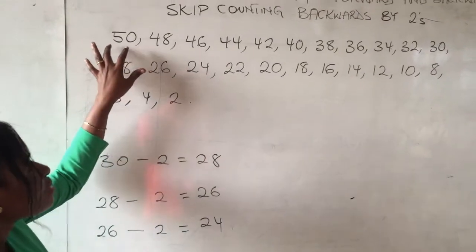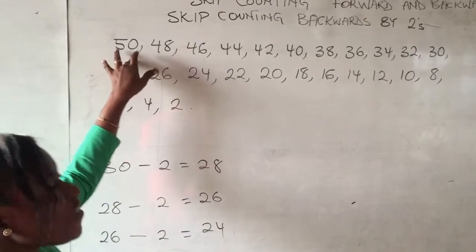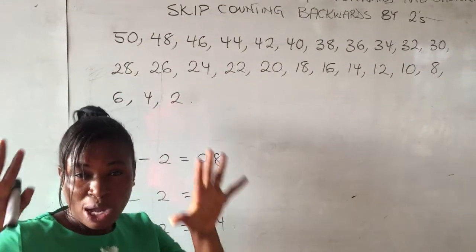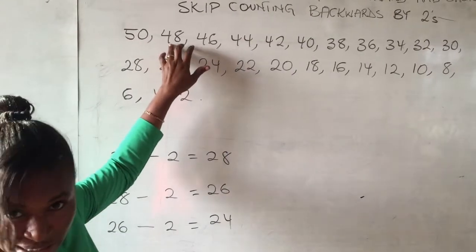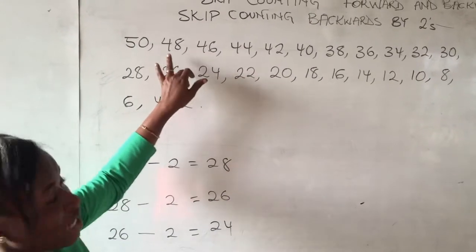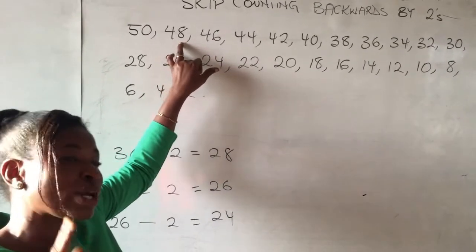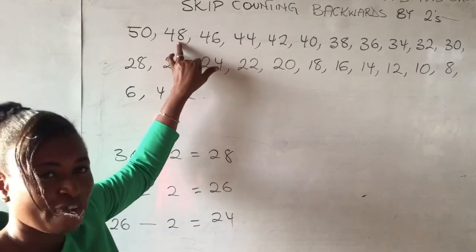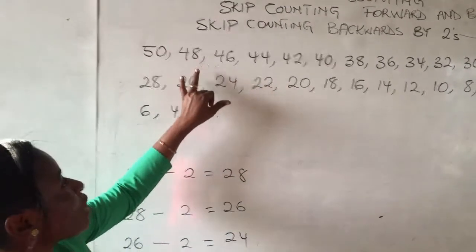Now, we have skip counting backwards by 2. We start from 50. Now 50 minus 2. So you count 50 and subtract 2. What will you get? 48. Now in 48, you have 8 as the last number. Remember, always look at the last numbers and subtract from them, just as you did with counting forward. Okay? Now we have 8.